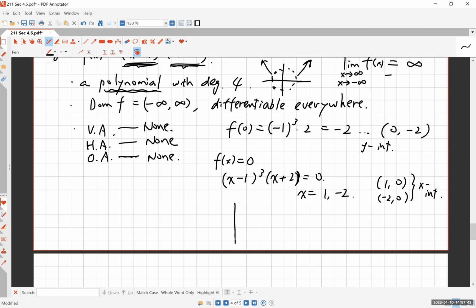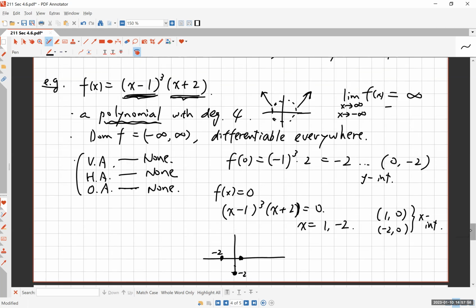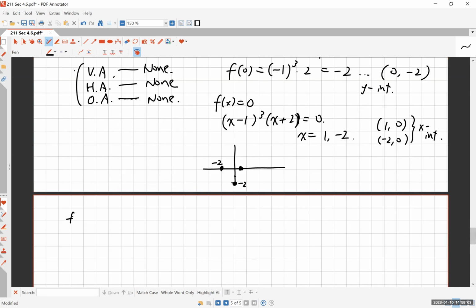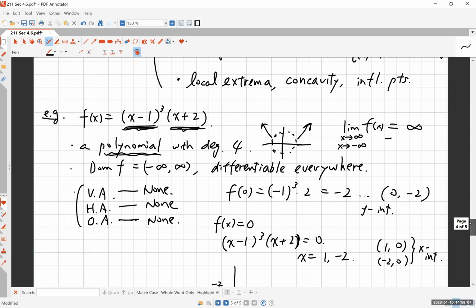Okay, so look, we have 3 out of infinitely many points: (0, -2), (1, 0), and (-2, 0). We have 3 points on the graph. Everything else is sort of unknown, except we know that there are no asymptotes. Well, that's encouraging. Well, let's take the derivative, since this is a calculus class.